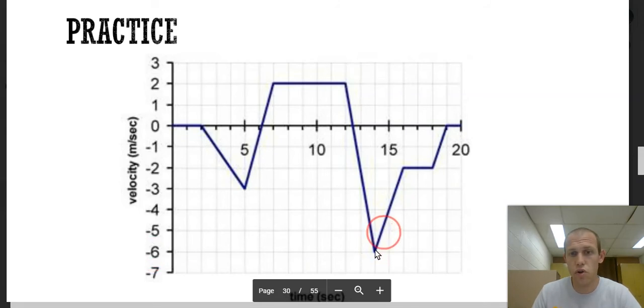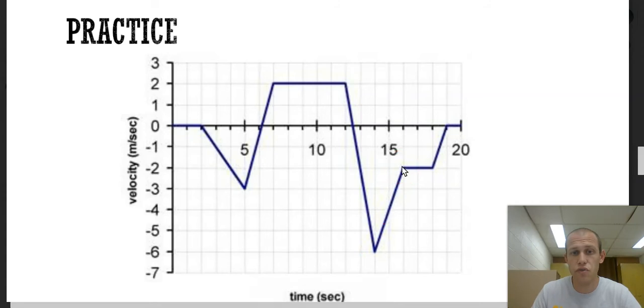Then they slow down to -2 meters per second, and they stay at a constant rate of -2 meters per second. So they're jogging, putting on the cruise control, still going backwards though. And then they slow down some more until they come to a stop. So lots of backward motion here.